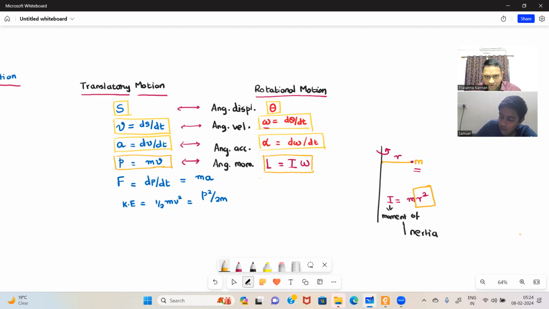I'm giving the matchups because if I suddenly drop these formulae, it may all look Greek and Latin to you. That's why I'm comparing, so that it becomes easier. You know unknown things from something which you already know.